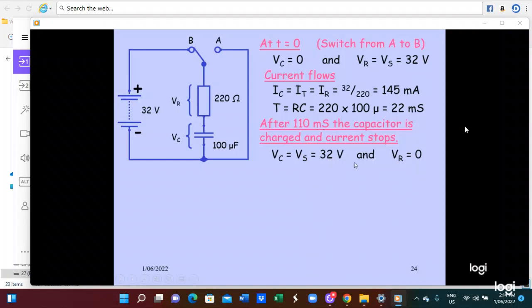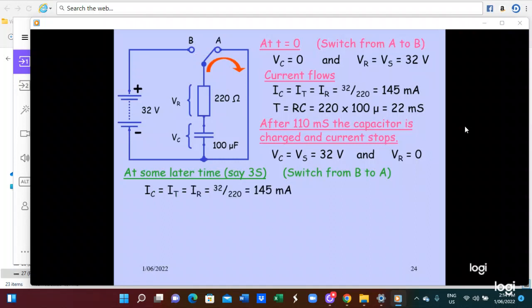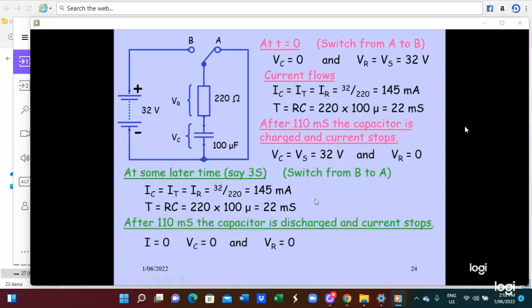At the same time, you can see the switch move from B to A. Then I equals VR by R equals 32 by 220, so you get 145 milliampere. T equals RC, so 220 multiplied by 100 microfarad, you get 22 millisecond. After 110 milliseconds, the capacitor is discharged and the current stops. I equals 0, VC equals 0, VR equals 0.